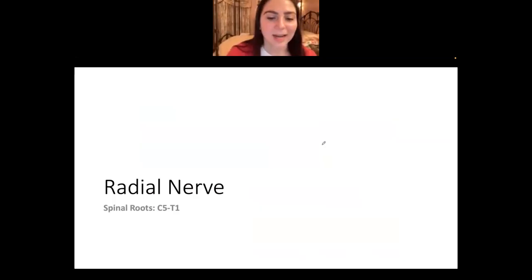All right. Next is the radial. So we're going to get a little bit more involved now because now we're getting the hand involved. And like I said, the hand is where I think the brachial plexus gets a little bit more complicated, personally. And as you can kind of see, we're making our way down, right?